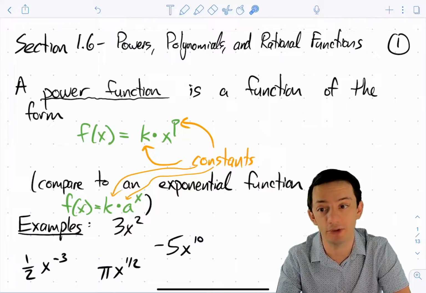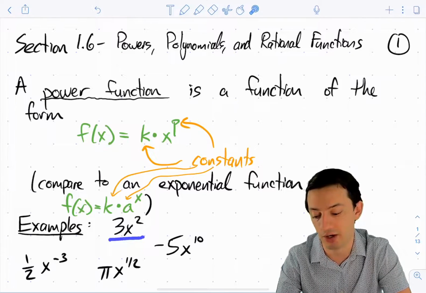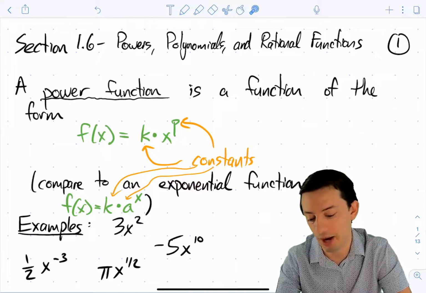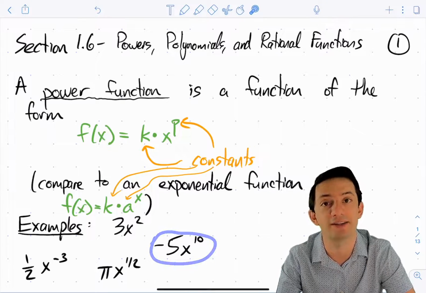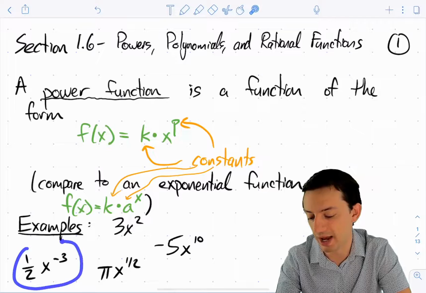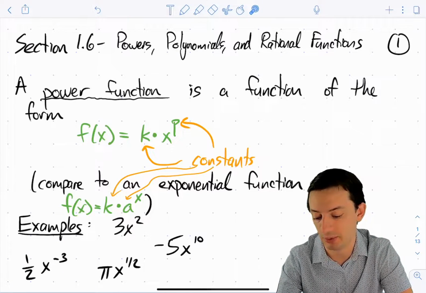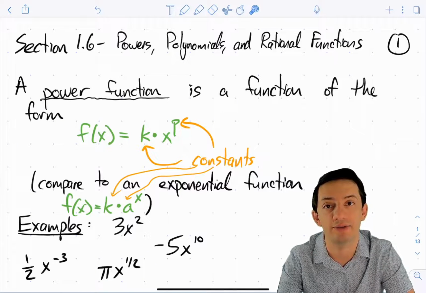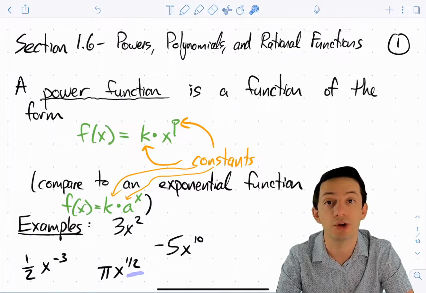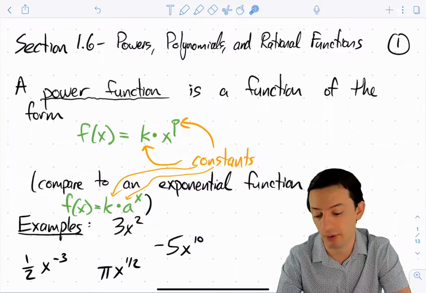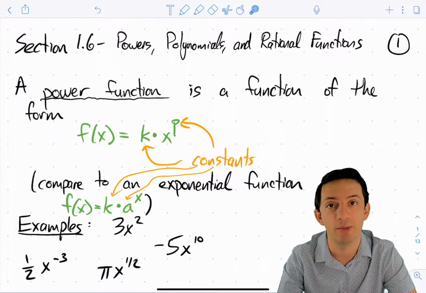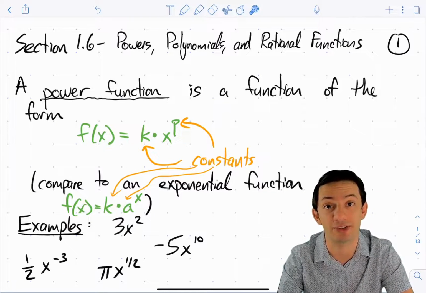So some examples of power functions, something like 3x squared. You've got your 3 in front, that's your k. 2 is your power, that's p, and x is your variable. Other power functions are negative 5x to the 10th, or 1/2 x to the negative 3, so that's an example with a negative power, or pi times x to the 1/2. That's a fractional power. So in most of this section, we will have powers that are positive whole numbers like 2 and 10, not negative numbers or fractions, but they are included in the definition of power functions.